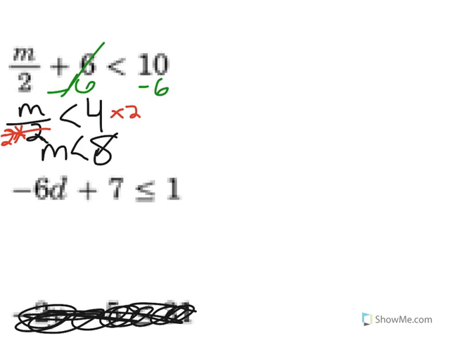And if you're not sure, let's test it. Let's plug in 6. If we plugged in 6 right here for m, that'd be 6 divided by 2. Well, that's 3. Now, then we would have 3 plus the 6 that's right next to it. So 3 plus 6 is 9. So we would end up with 9 is less than 10. Is that a true statement? Yes, 9 is less than 10. Checks out. So that means 6 is a solution for m.